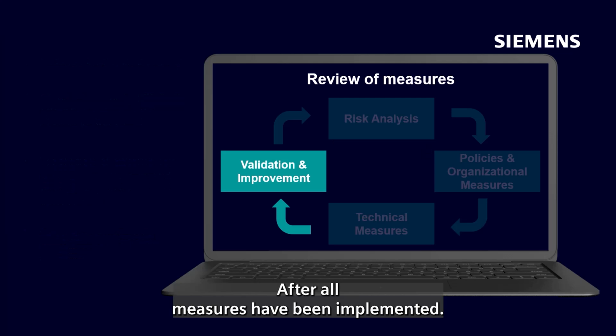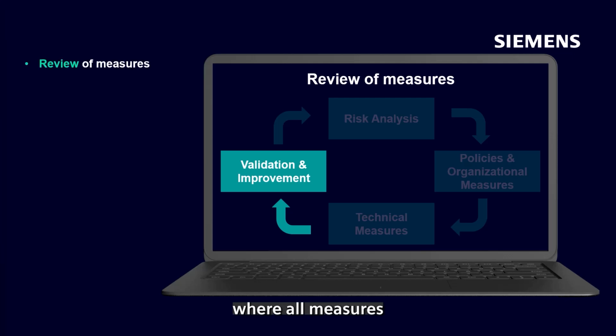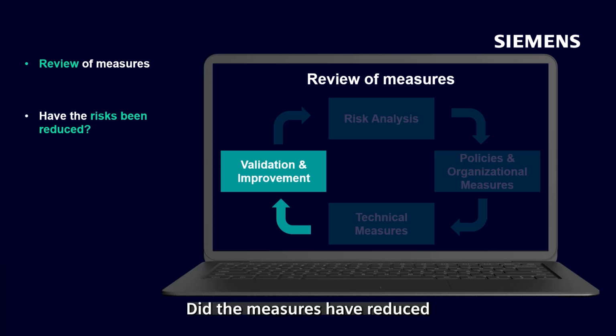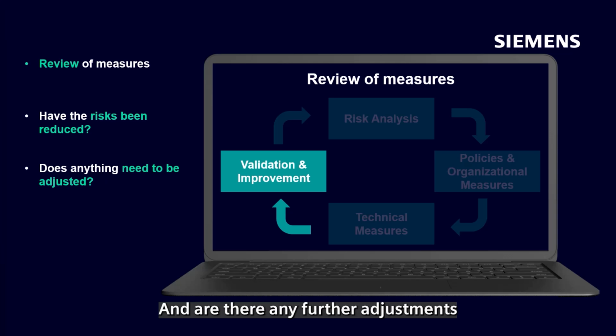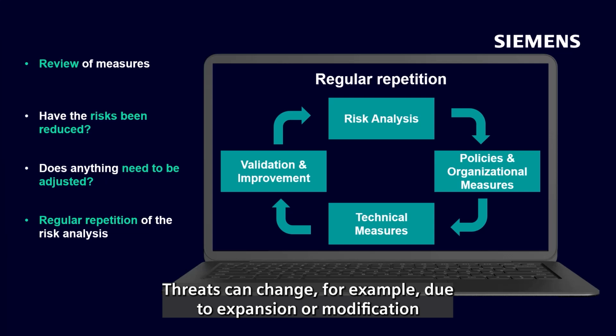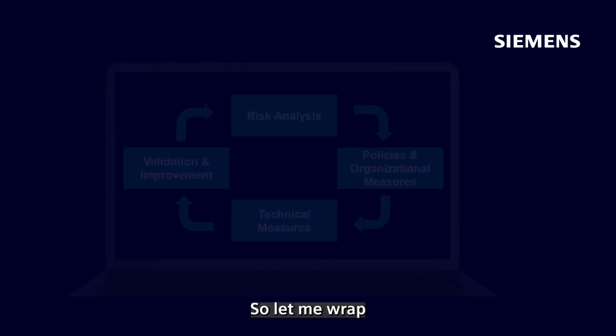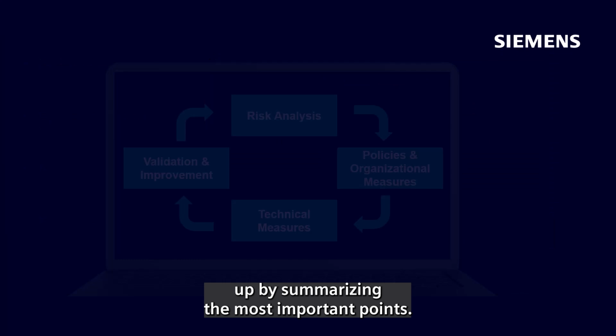After all measures have been implemented, a final security audit is carried out with the goal to verify whether all measures were implemented as planned. Did the measures reduce the identified risk as expected? And are there any further adjustments or additional measures needed? But it's also important to regularly repeat the risk analysis. Threats can change, for example, due to expansion or modification of the system, new vulnerabilities or attack methods, or something else. So let me wrap up by summarizing the most important points once again.